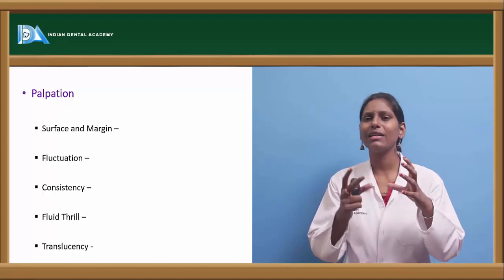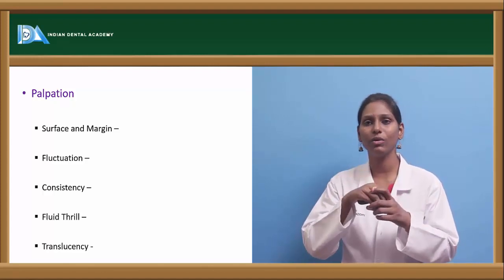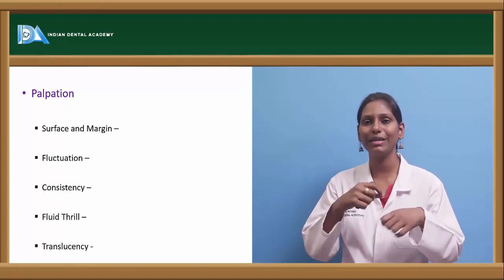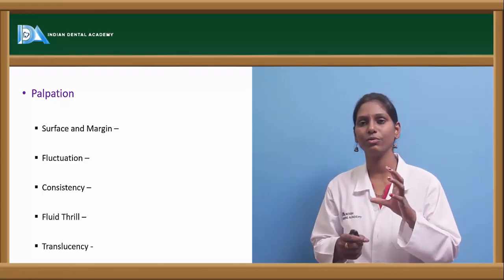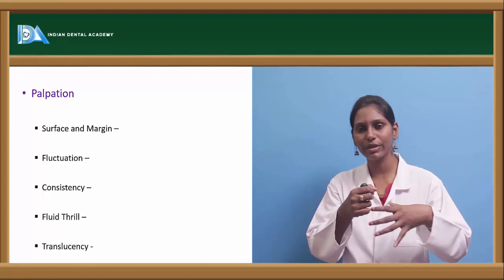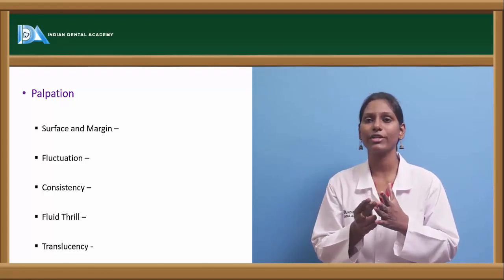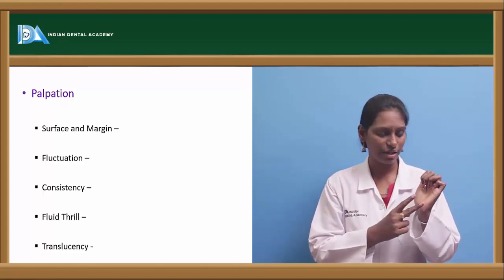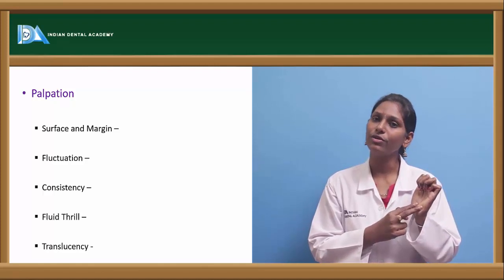It is nothing but water in a balloon. When you pour water in a balloon and tie it, we have a balloon ball, right? When you press it on one side, fluid comes to the other side. When you press it on the other side, fluid comes to this side. So it is nothing but fluctuancy. This is how you test for fluctuancy, between your two fingers.